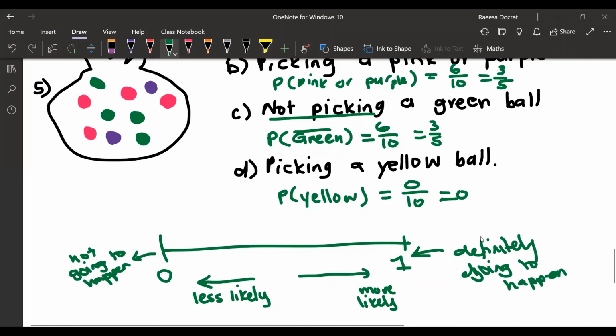This is helpful to know because sometimes you're doing some calculations. You just want to check that the probability that you've calculated lies between 0 and 1. And then its value can help us interpret how likely that event is to happen.